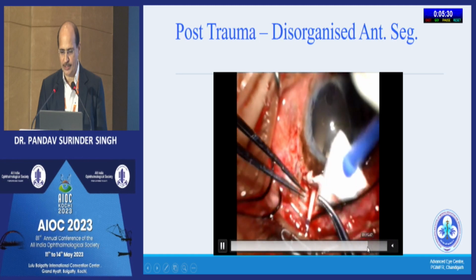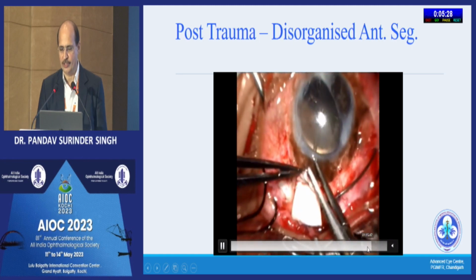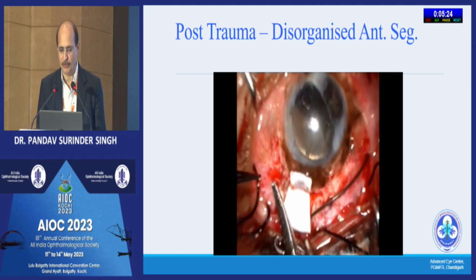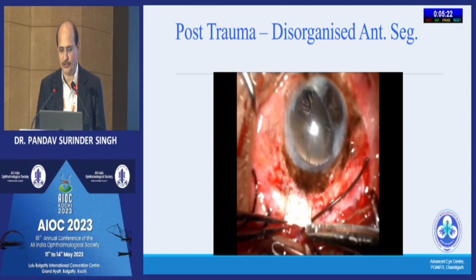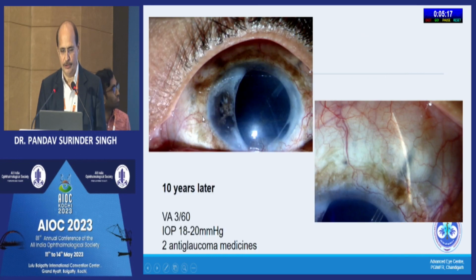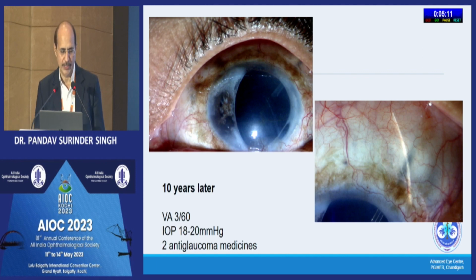But as you can see, the rest of the surgery is like any device, and because there's nothing in the anterior chamber or the posterior chamber, placing the tube is not an issue here. The main problem is fixing the tube and this plate. This is 10 years later, the single-eyed patient is maintaining 3 by 60 vision, which is ambulatory vision, and IOP is 18 to 20 millimeters of mercury with 2 anti-glaucoma medicines.